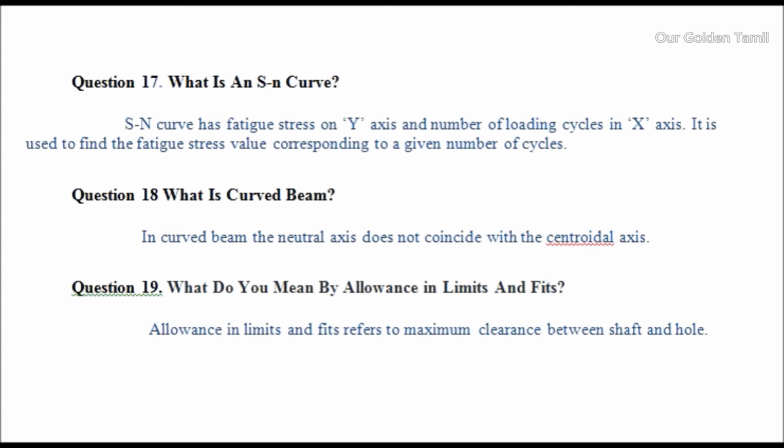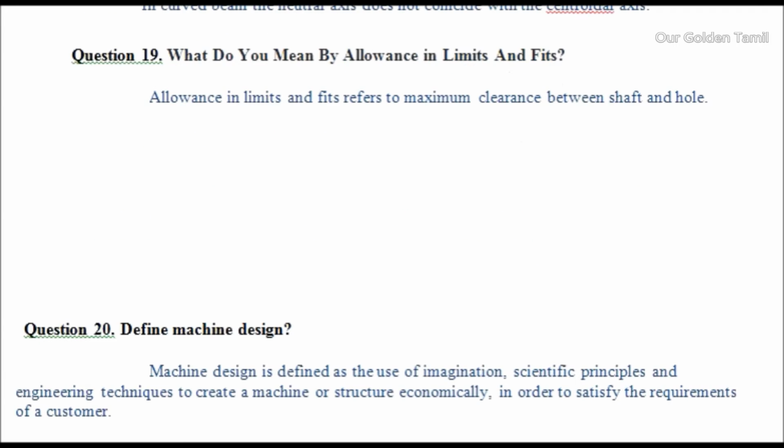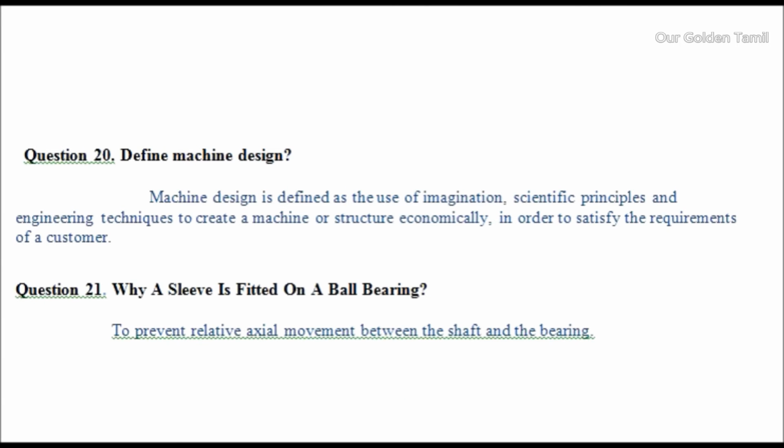Question 19. What do you mean by allowance in limits and fits? Allowance in limits and fits refers to maximum clearance between shaft and hole. Question 20. Define machine design. Machine design is defined as the use of imagination, scientific principles and engineering techniques to create a machine or structure economically, in order to satisfy the requirements of a customer.